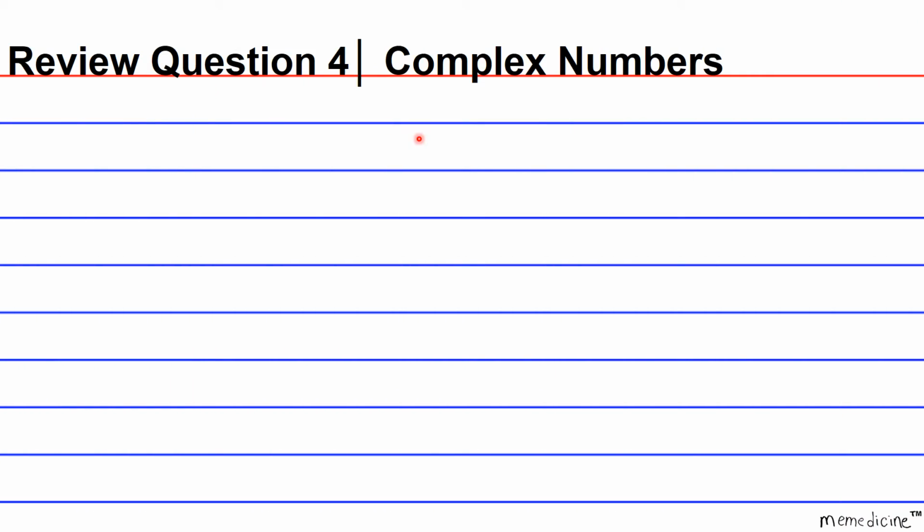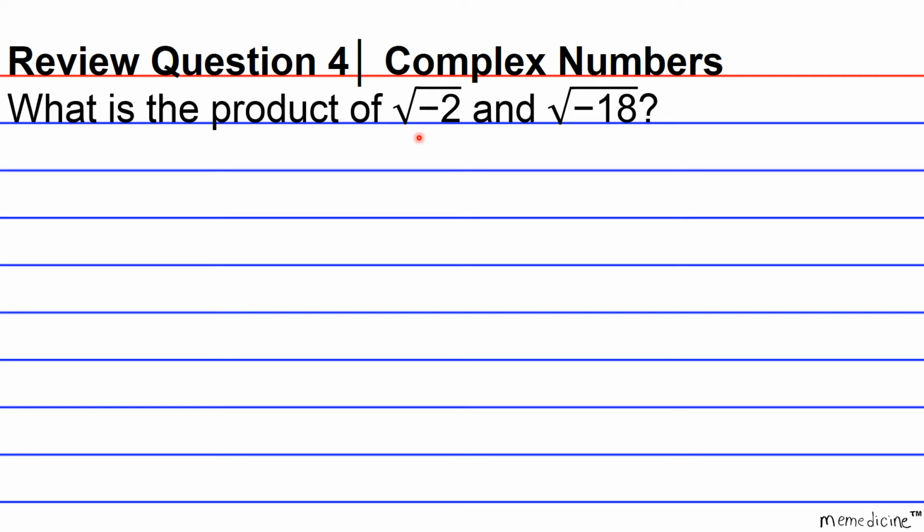Review question 4, Complex Numbers. What is the product of radical negative 2 and radical 18? Is it going to be 1, 6, 2, negative 6, 3, 6i, or 4, negative 6i? Definitely press pause if you need to, and I'll give you a moment to think.